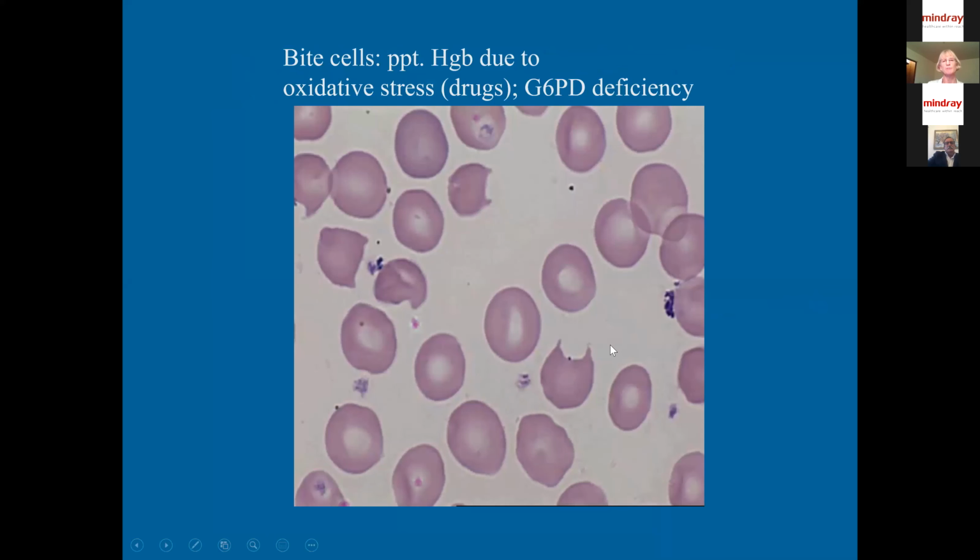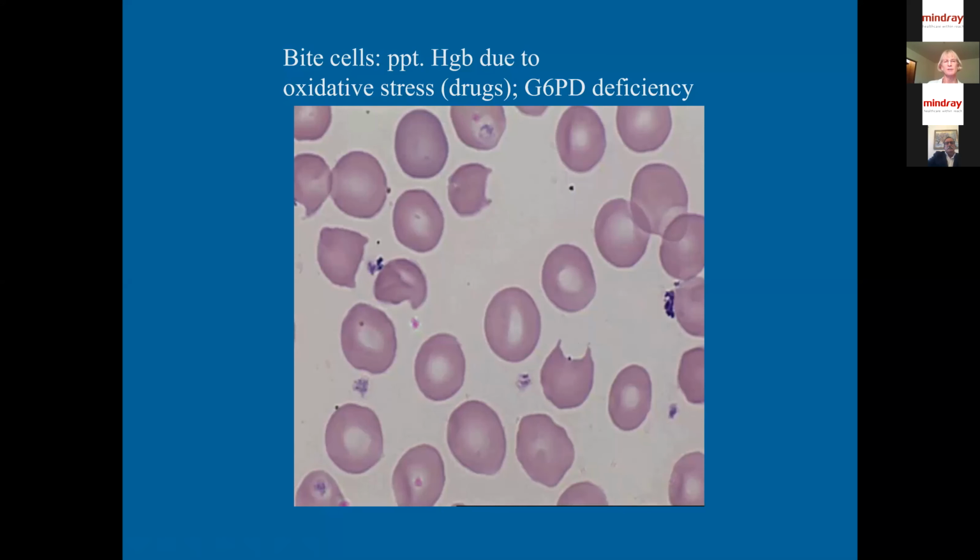Bite cells, I wanted to mention bite cells. They can also be confused with schistocytes, but in general, they're somewhat distinct in appearance. They're just on the edge of the cell. Here's some classic bite cells. And bite cells are due to precipitated hemoglobin that is removed by the spleen, and in the process of removal, sort of a chunk of the membrane is removed.